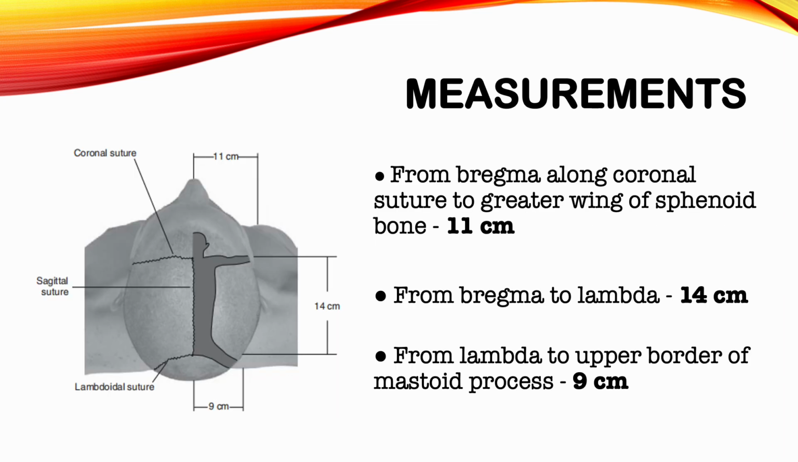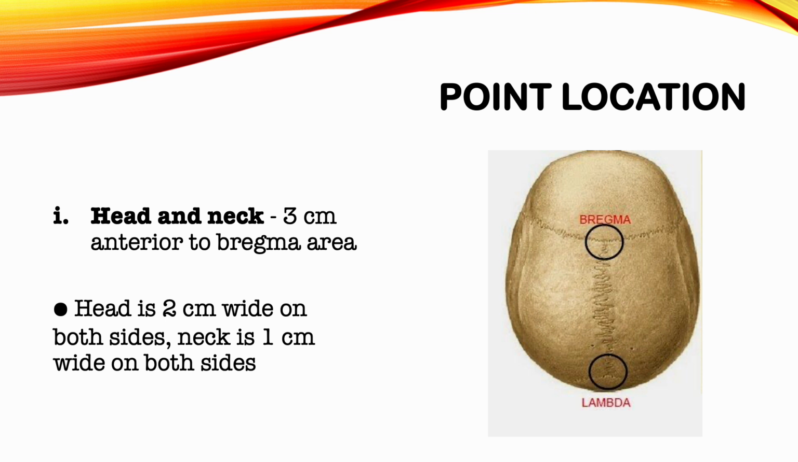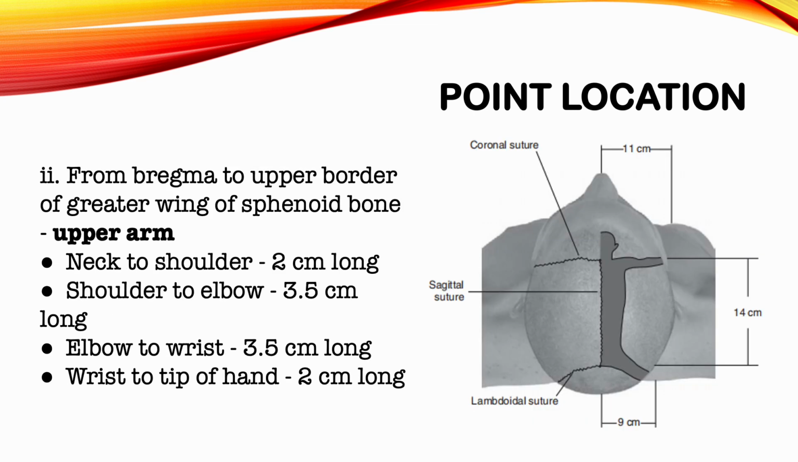From bregma along the coronal suture to the greater wing of the sphenoid bone is 11 centimeters. From bregma to lambda is a total of 14 centimeters. From lambda to the upper border of the mastoid process is a total of 9 centimeters. The head and neck are 3 centimeters anterior to the bregma area. The head is 2 centimeters wide on both sides, and the neck is 1 centimeter wide on both sides.